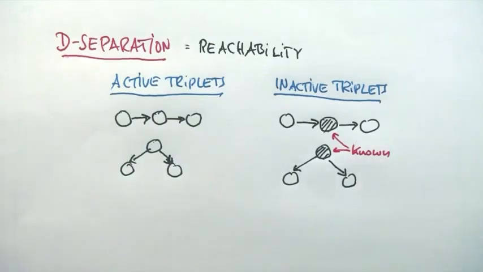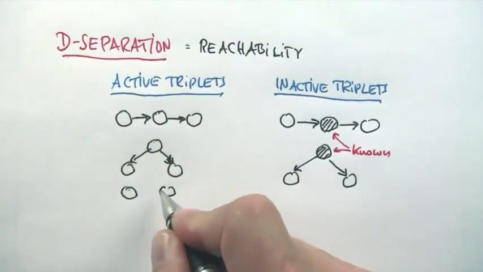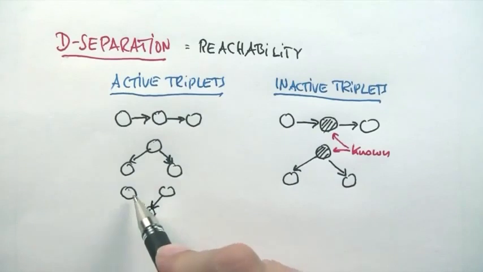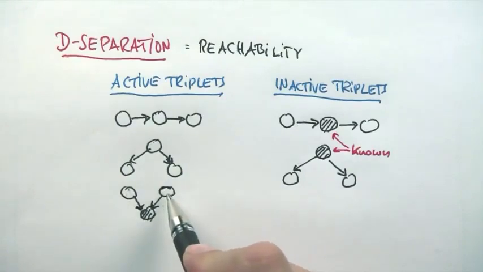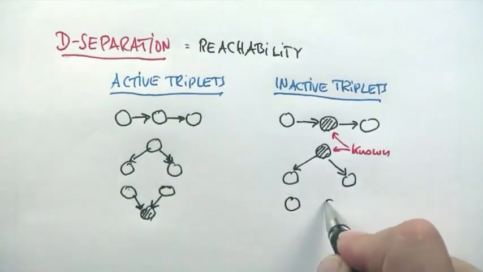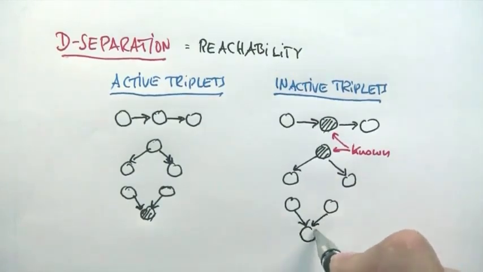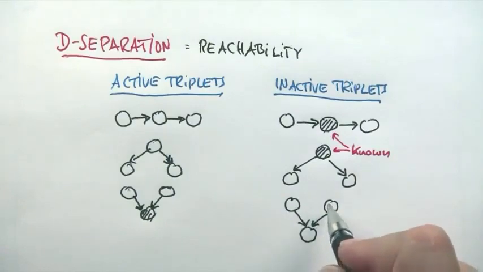Another active triplet now requires knowledge of a variable. This is the explain away case. If this variable is known for a Bayes network that converges into a single variable, then this variable and this variable over here become dependent. Contrast this to the case where all variables are unknown. A situation like this means that this variable on the left and on the right are actually independent.